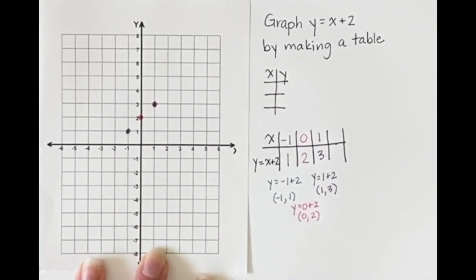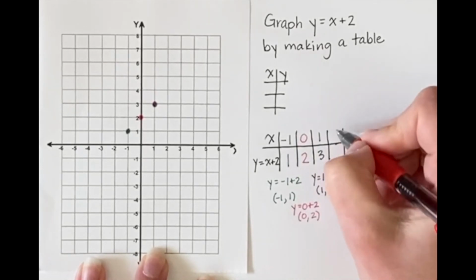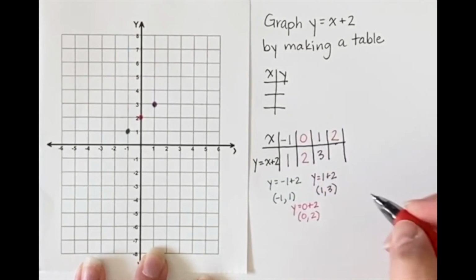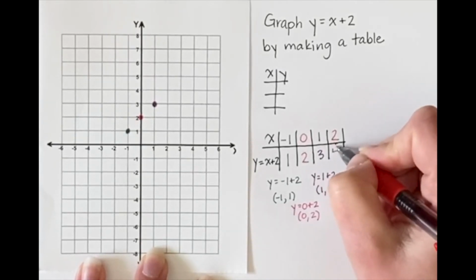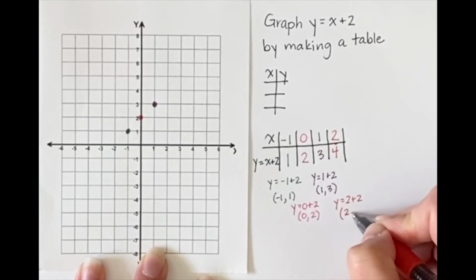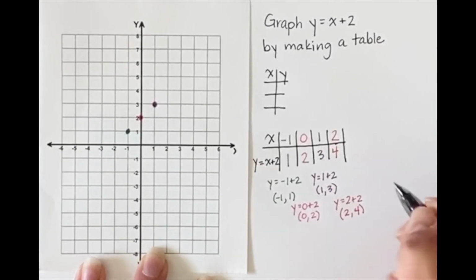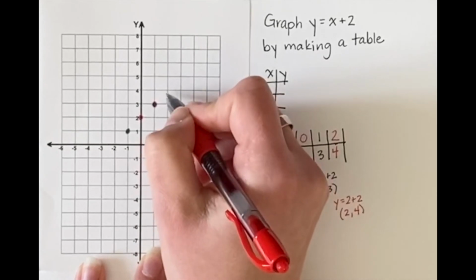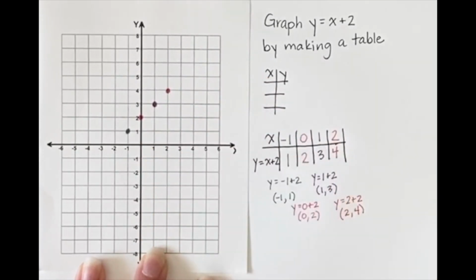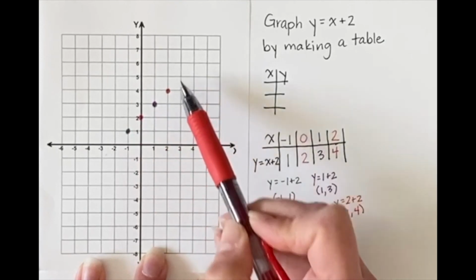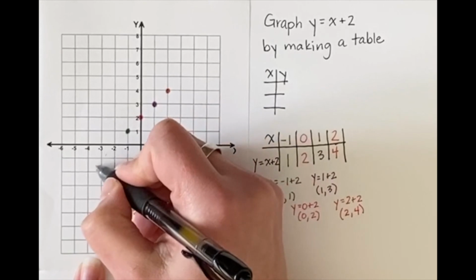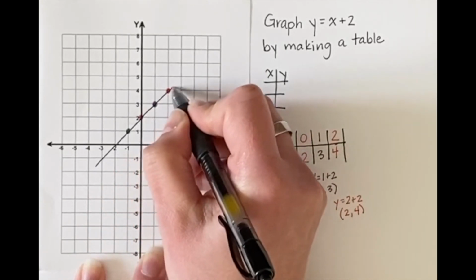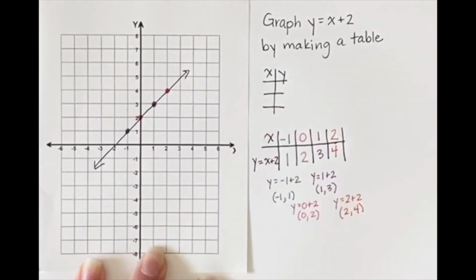And let's do one final one since I have that final space there. What if x is 2? Y is equal to 2 plus 2, which we know is 4. So that ordered pair would be 2, comma 4. So then we're going to go over to the right 2 and up 4. You can see here that we have our 4 points plotted, and they look like they're in a straight line. And if we connect our dots, we see that indeed they are. So that's how you graph using a table.